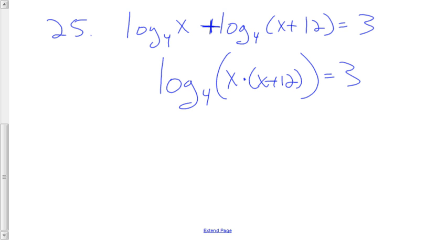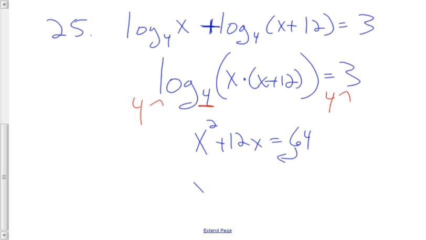Now that there's just a single log, we can exponentiate. So we'll use base 4 because it's a log base 4. The left side will be x squared plus 12x. The right side will be 4 cubed, which is 64. Now that it's a quadratic, we'll set it equal to 0 and solve. When you do that, you're going to get 2 solutions.